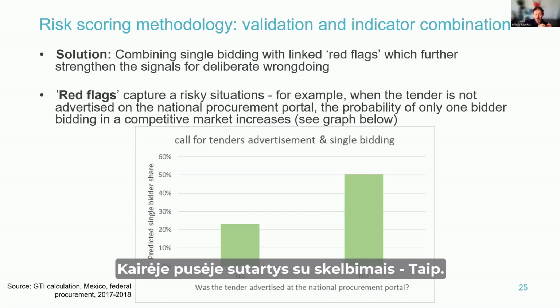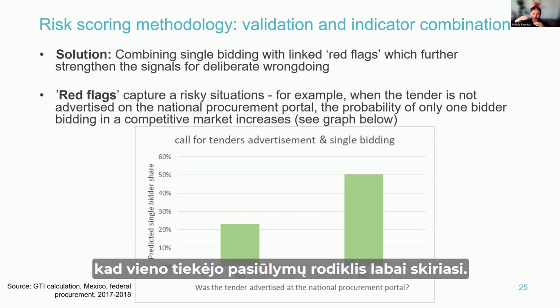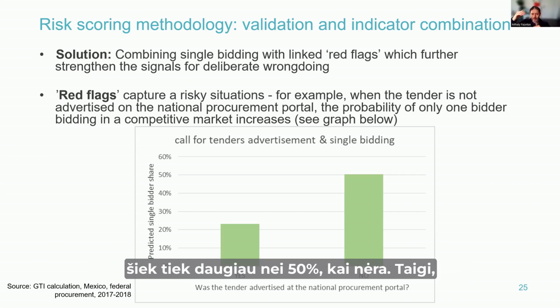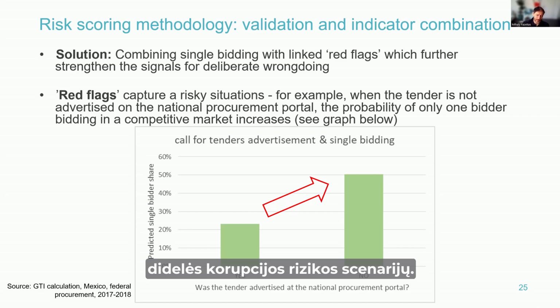On the left-hand side, the contracts are with advertisements, yes. The right-hand side, contracts without advertisements, so no. And then you see that single bidding rate dramatically differs. So close to 20% when there is advertisement, a little over 50% when there is no advertisement. So what we have is a combination of intent, process choice, advertisement or not, with the outcome corresponding to a non-competitive, high corruption risk scenario.